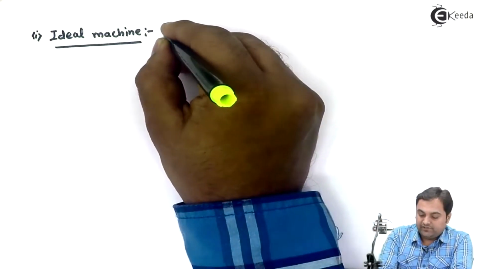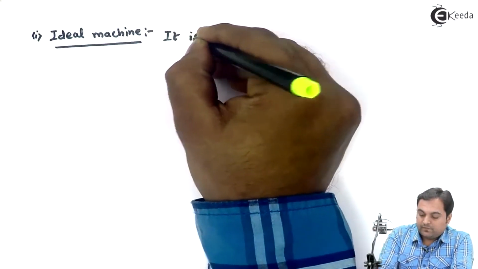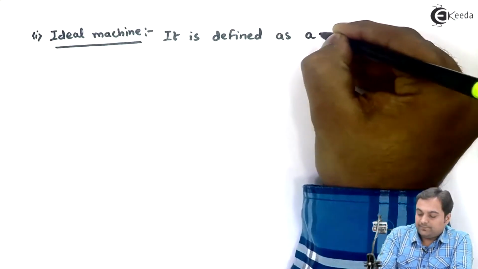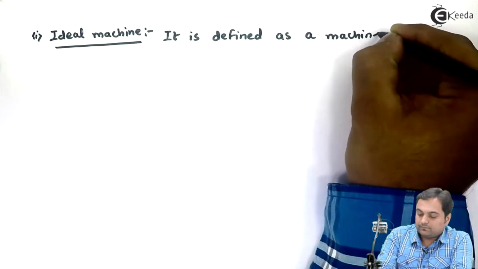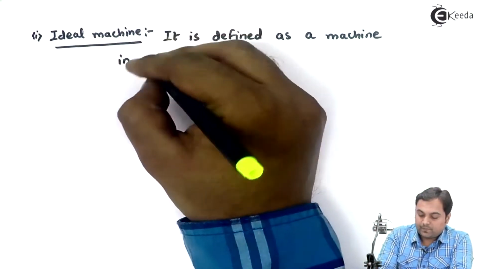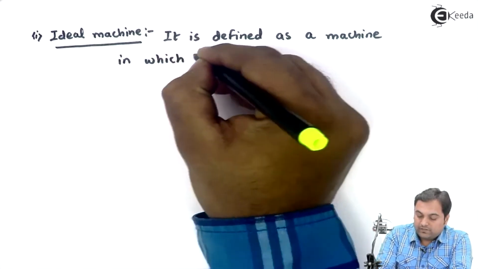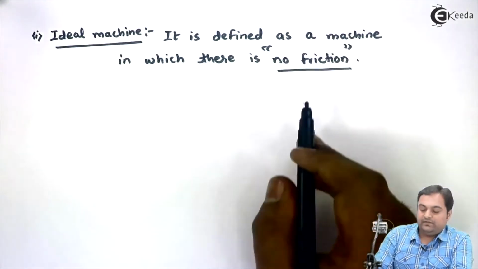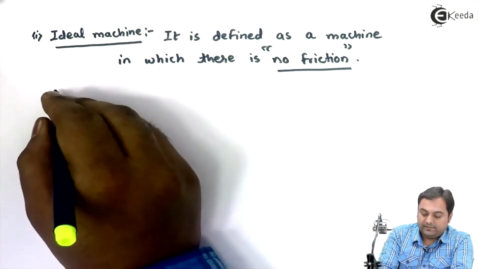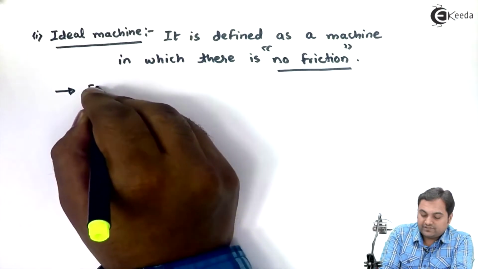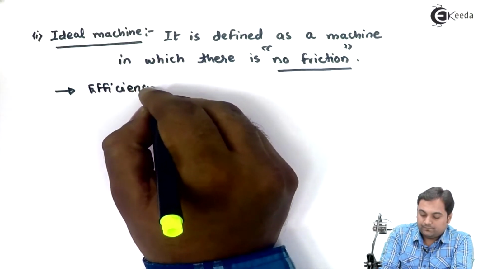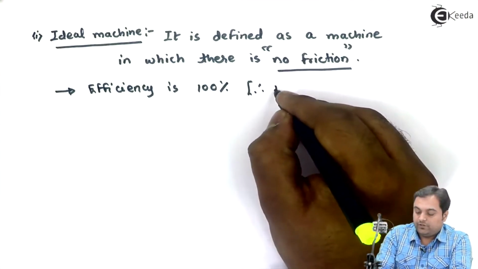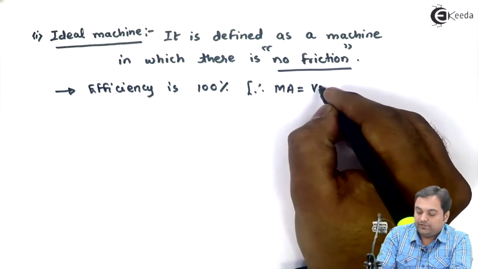So here I'll write down that it is defined as a machine in which there is no friction. And when there is no friction, we mean that efficiency is 100%. Efficiency is 100%, therefore mechanical advantage is equal to velocity ratio.